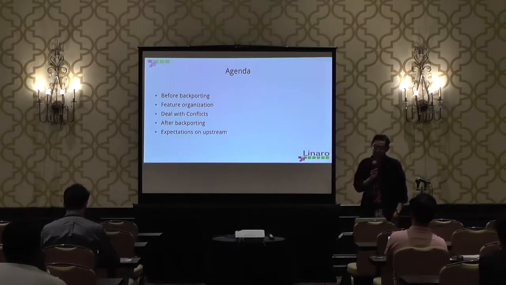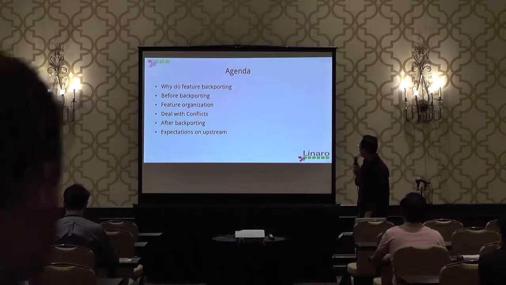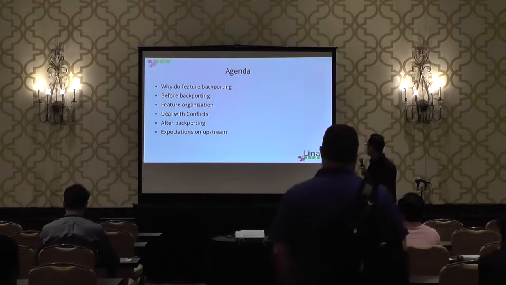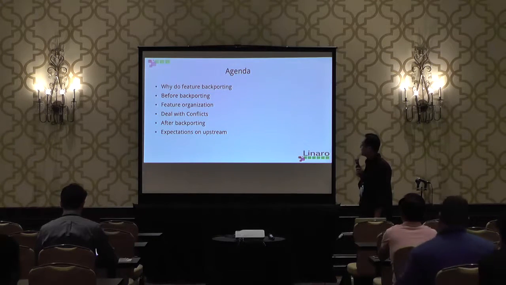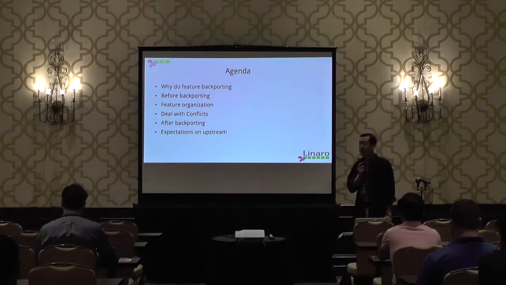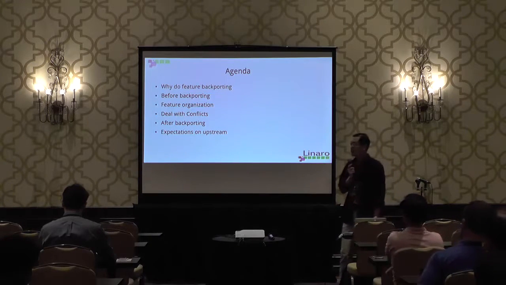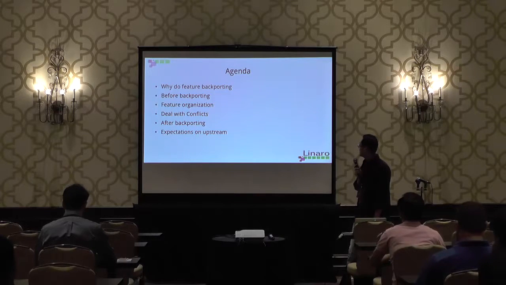In today's session, I'm going to talk about something maybe very simple: kernel feature backporting. That includes why we do feature backporting, then what kind of preparation we need before backporting, and then feature organization, which is the best way to organize your backporting features. The most difficult thing during backporting is conflict, and how to resolve conflicts with a proper solution. After backporting is finished, you still have a couple of things that need to be done. And finally, we may talk a little about expectations on the upstream.